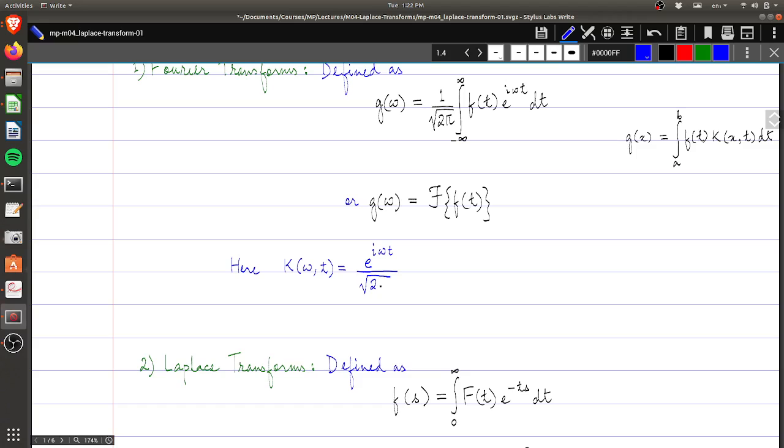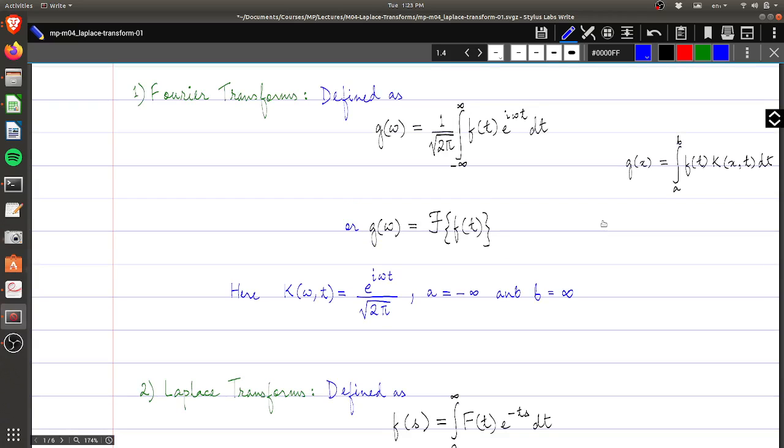Remember the variables here. In general I'm writing x and t, but here I'm writing omega and t. So this is the kernel function, and what is a here? A is the lower limit and b is the upper limit. Here a is minus infinity and b is plus infinity. So this is your very familiar Fourier transform, and as you can see, it is an example of an integral transform. Is this clear, everyone?